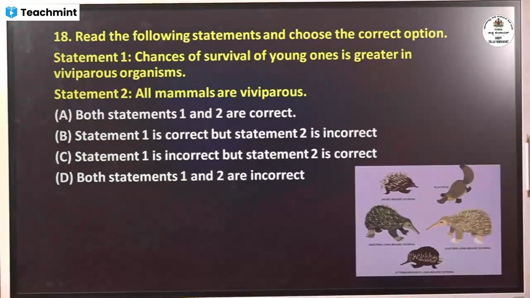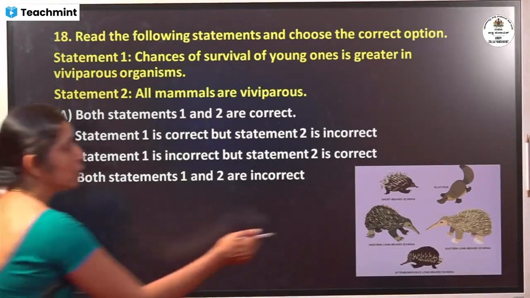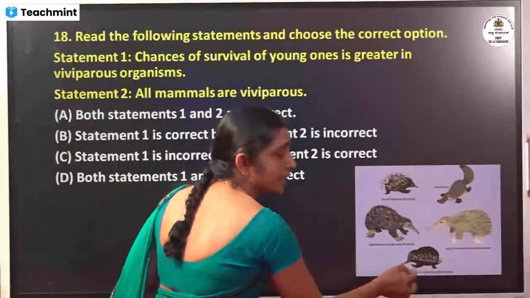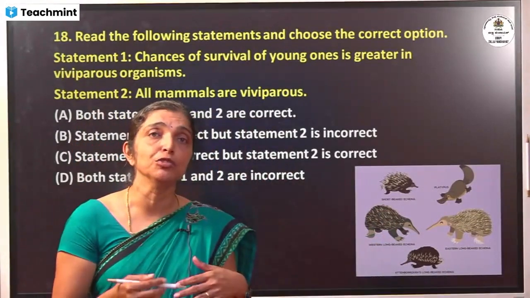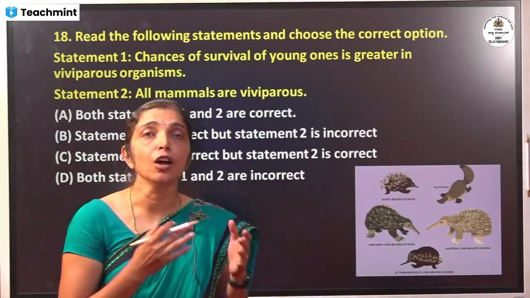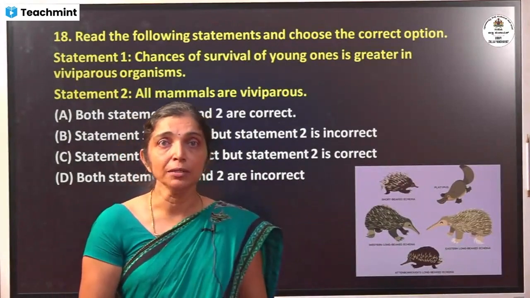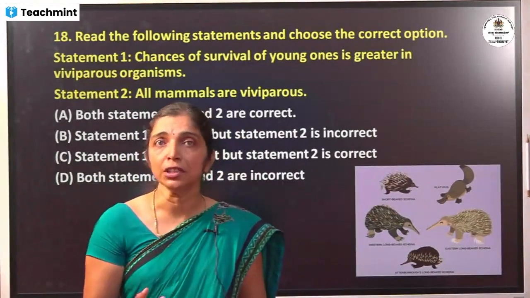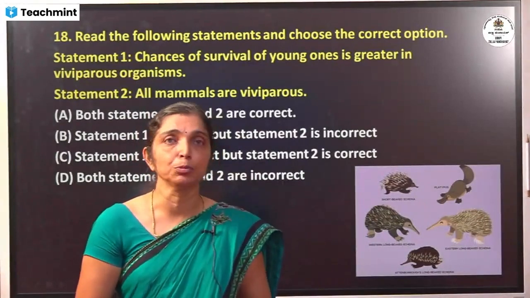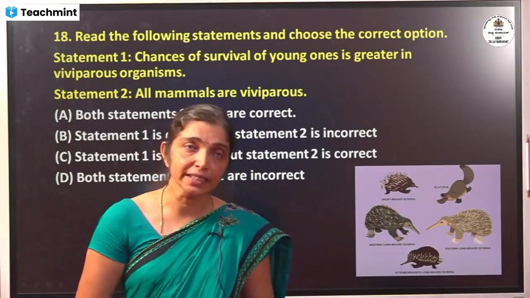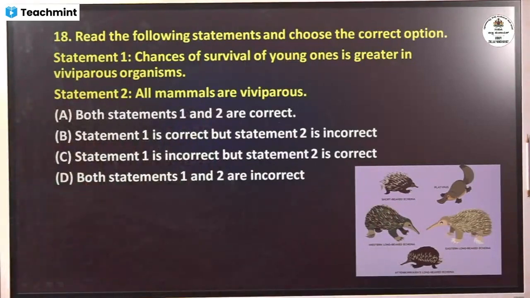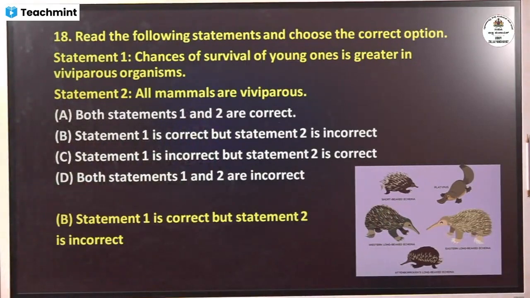For example, we have the duck-billed platypus as well as the echidna, the spiny echidna, which are not viviparous. They don't give birth to the young ones directly. Instead, they are oviparous. So definitely, all mammals are not viviparous because we have exceptions over here. So statement 1 is right and statement 2 is incorrect. So here, the right answer is statement 1 is correct, but statement 2 is incorrect.